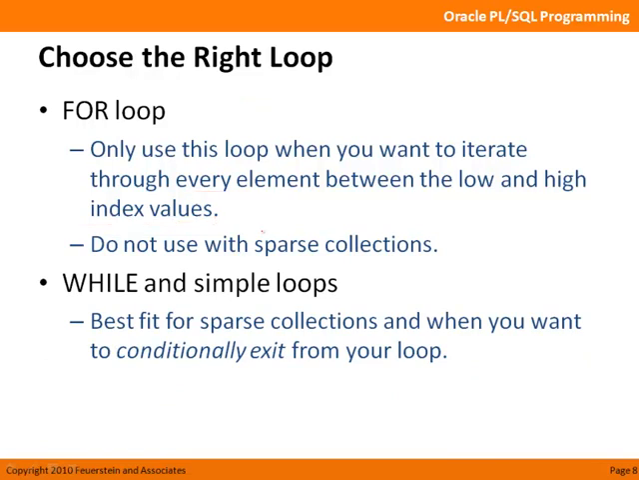Also, do not use with sparse collections. In other words, if I have an element defined at index position 1 and an element defined at index position 10 and nothing in between, a for loop is not a good match because I'll hit no data found exceptions. When I've got a sparse collection, when there might be gaps between my lowest and my highest, or if I want to conditionally exit from my loop, then I should use a while loop or a simple loop, otherwise known as an infinite loop.